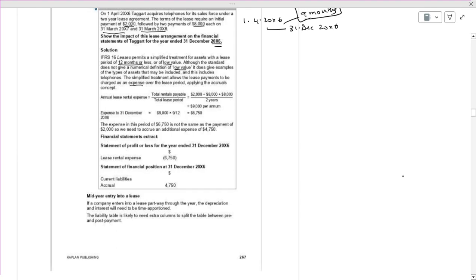What they have said: 2000 plus 8000 plus 8000 divided by 2 years, 18 divided by 2. Is that 18 divided by 2? And they say how much they have taken? They have taken for 9 months. Okay, 6750.